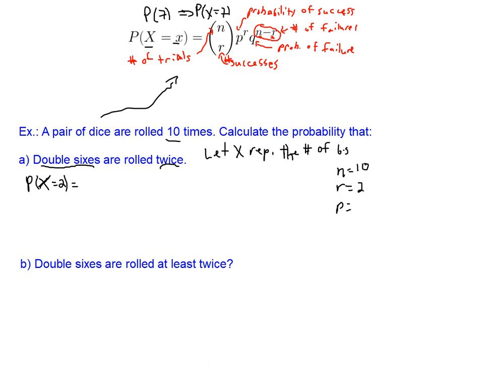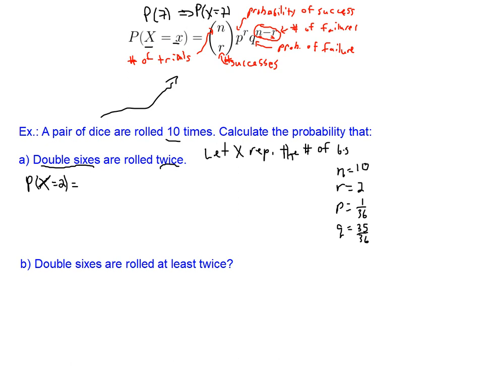So the probability of getting double sixes is just equal to, what is the probability of double sixes? There's only one way to get double sixes out of 36. So the probability of success is 1 out of 36. And the probability of failure is 1 minus that, or just the number of outcomes when you roll 2 dice and you don't get double sixes. It's 35 out of 36.